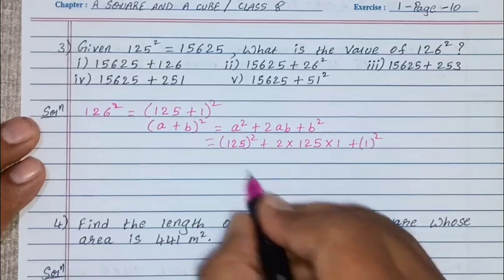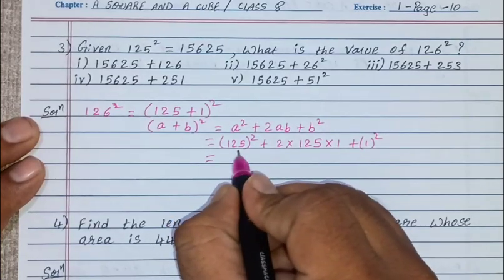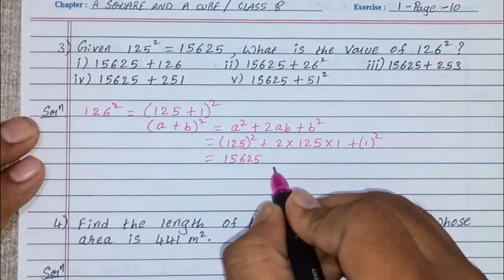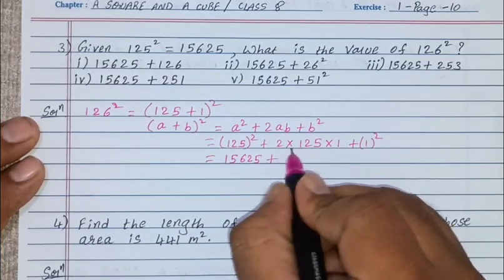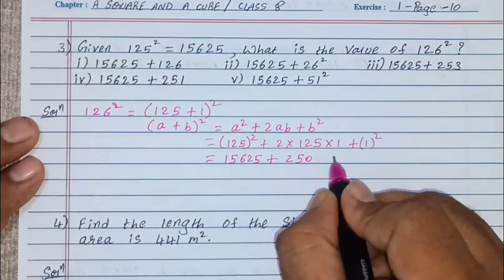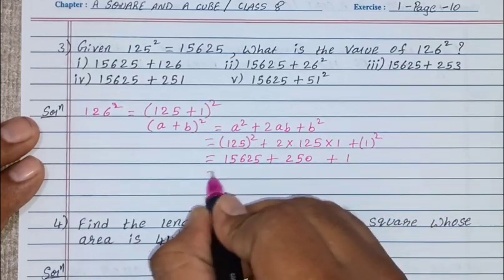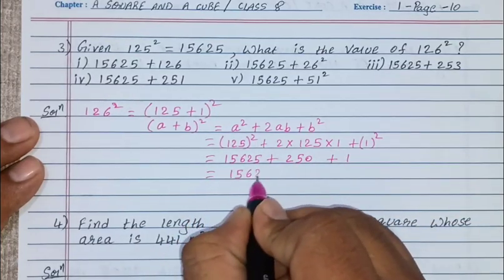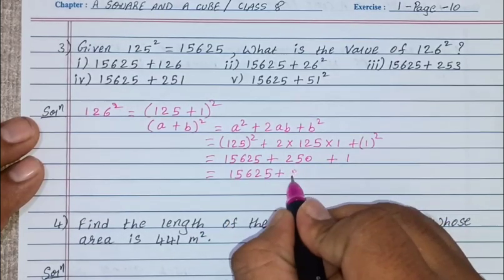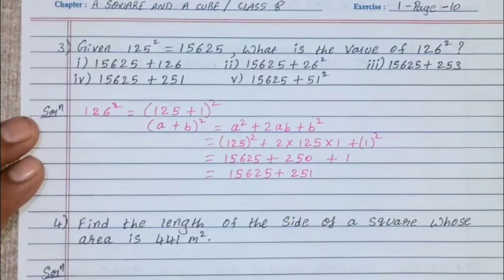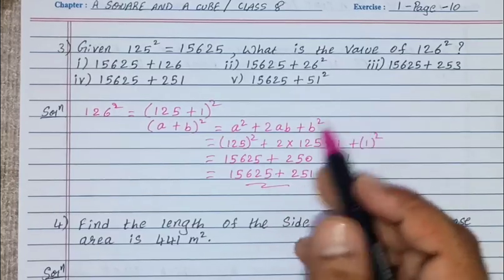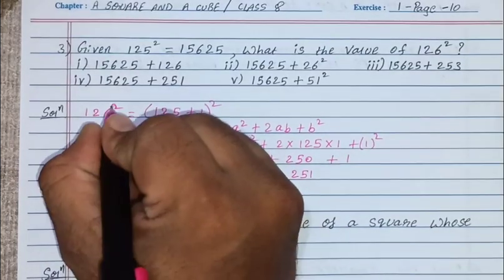Now 125 square is nothing but 15,625, which is given in the question itself, right? Plus 2 into 125 is nothing but 250, into 1 is 250, plus 1 square is 1. That is 15,625 plus 250 plus 1, which is nothing but 251. Now no need to add this one. If you add also you will get the value of 126 square, right?